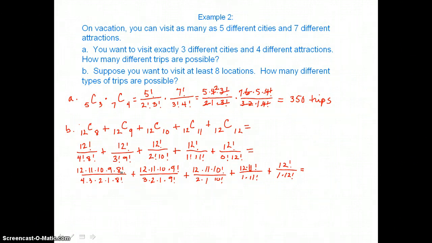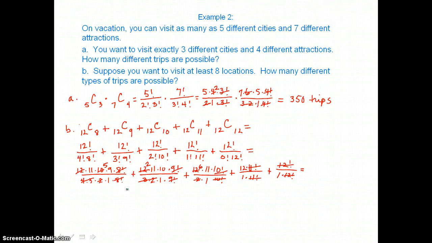Okay, and now going back and canceling, let's cancel 8 factorial top and bottom. Let's cancel a factor of 12 top and bottom, and 2 goes into 10 5 times. Okay, in the next term, cancel that 9 factorial top and bottom, and 6 goes into 12 twice. Okay, then we can cancel 10 factorial top and bottom. 2 goes into 12 6 times. We can cancel 11 factorial top and bottom, and in the last term, 12 factorial top and bottom.